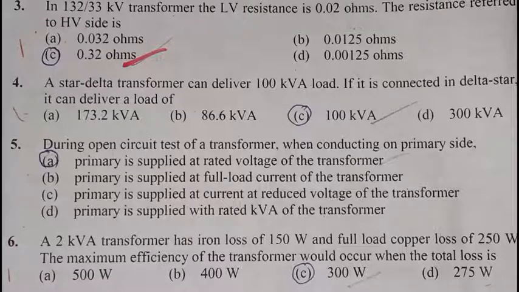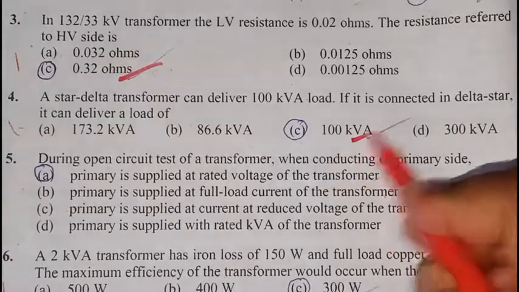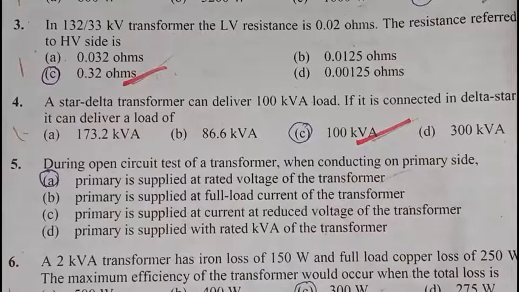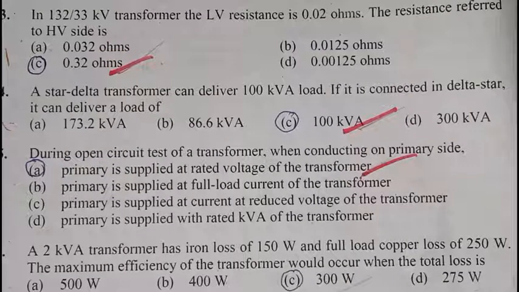A star delta transformer can deliver 100 kVA load. If it is connected in delta star, it can deliver a load of. Answer 100 kVA. Question number 5. During open circuit test of a transformer or when conducting on primary side. Answer A. Primary is supplied at rated voltage of transformer.